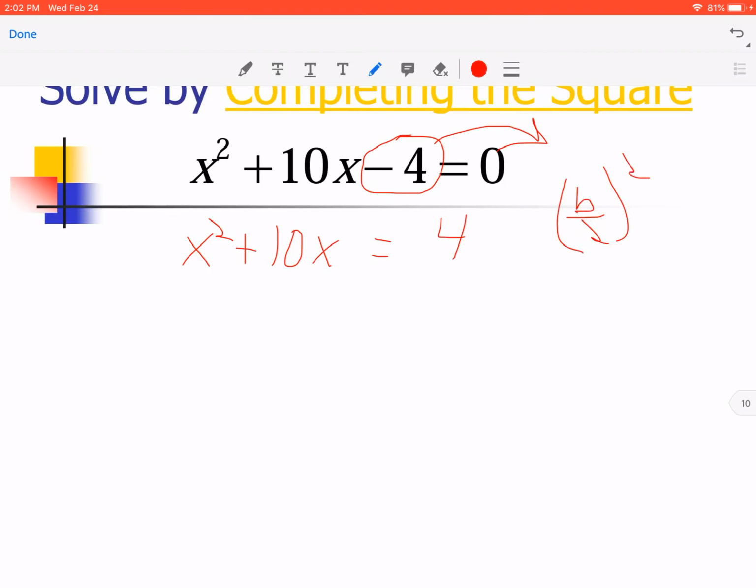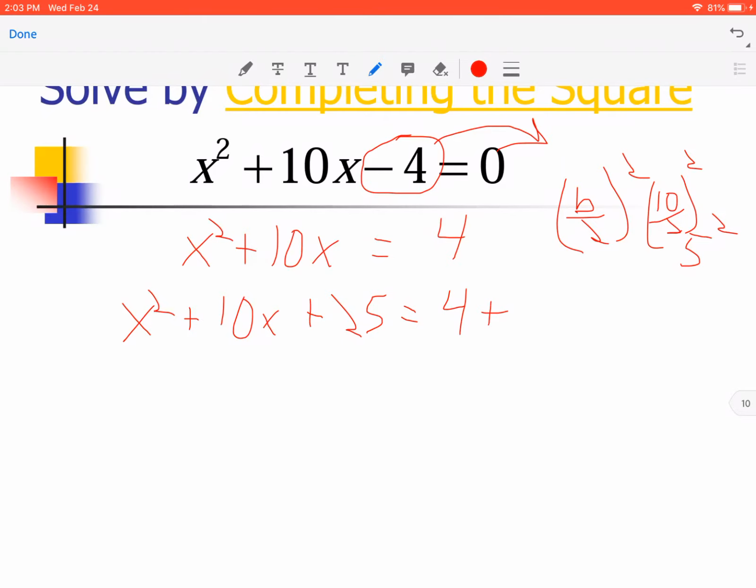So shouldn't that be 10 over 2, which is 5? What is 5 squared? 25. So I got x squared plus 10x plus 25 equals, remember, if you added 25 to the left, whatever you do to the left, you got to do to the right. Okay, I'm not going to write both of these. This would be x plus 5 times x plus 5. I'm just going to write x plus 5 squared. It's the same thing. What's 4 plus 25?